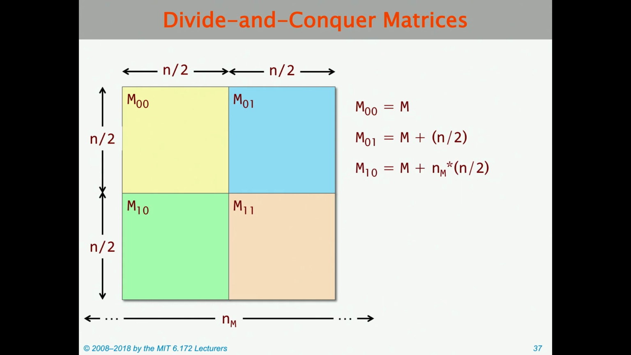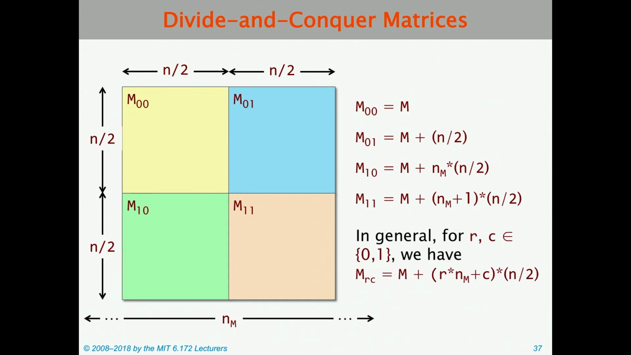Okay, here's the answer. M plus the long matrix times n over 2, because I'm going down n over 2 rows, and I've got to go down the number of rows of the outer matrix. And then M11 is the same as the 2 there. So in general, for row and column being 0 and 1, this is a general formula that matches up with that, where I plug in 0 and 1 for each one.